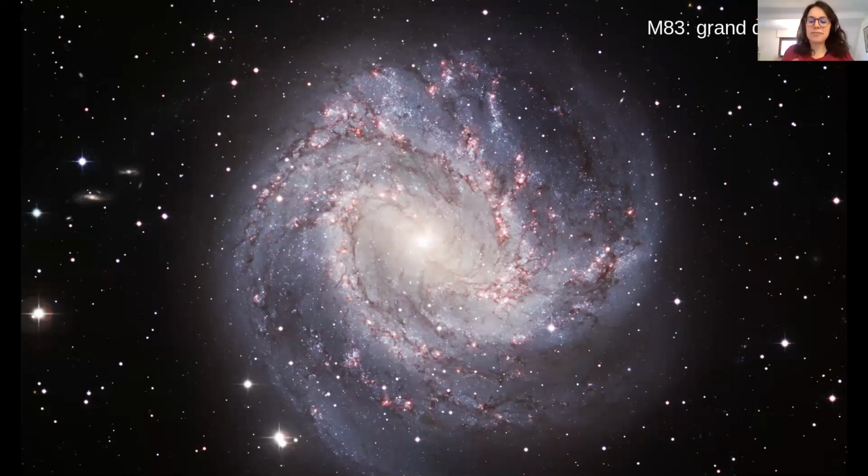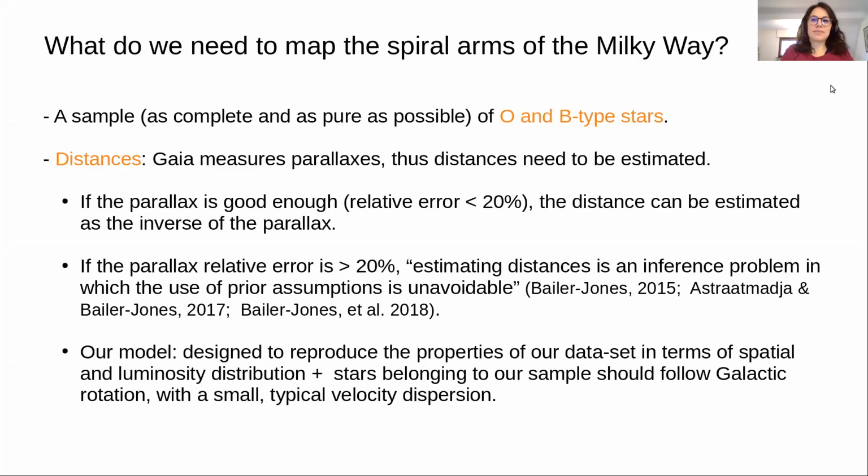So I hope I've convinced you that deciding whether a galaxy is a grand design or a flocculent galaxy just by seeing a fraction of the disk is not that easy. So let's get back to the topic. What do we need to map the spiral arms of the Milky Way? As I said, we need a sample of OB type stars, and we have that sample, and we need distances.